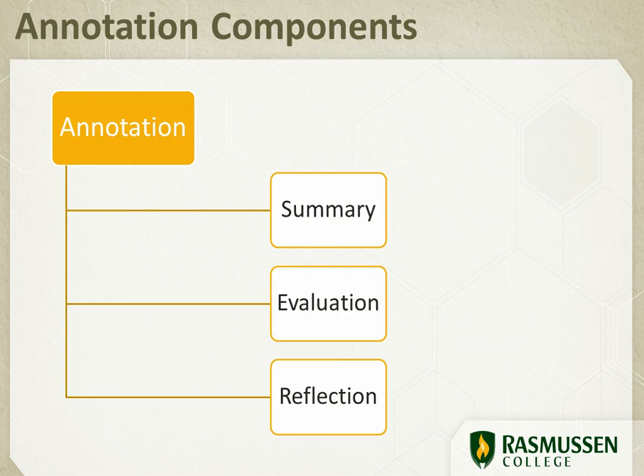An annotation should include 3 parts: a summary, an evaluation, and a reflection of a particular source. Your annotation must include all 3 parts to be complete.